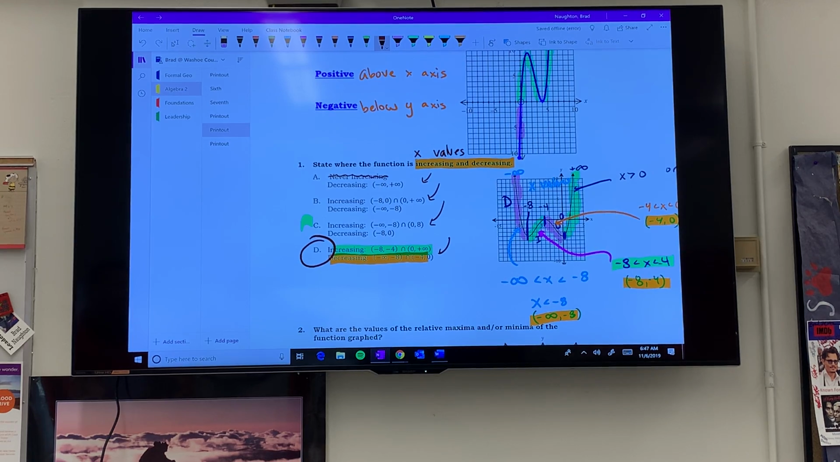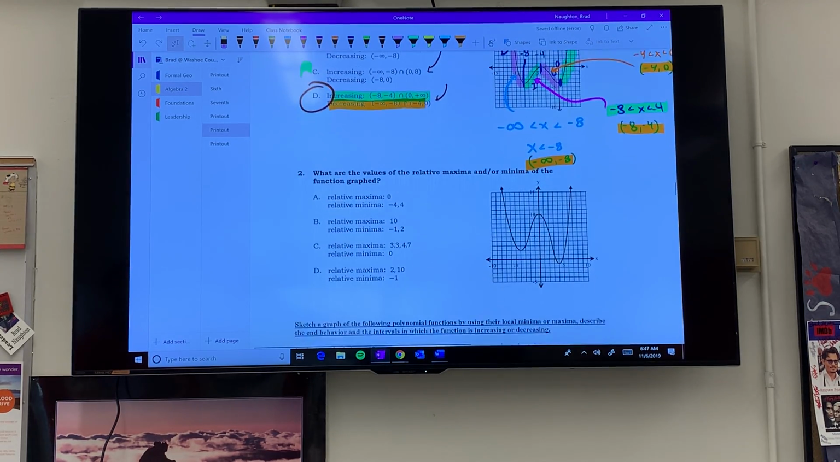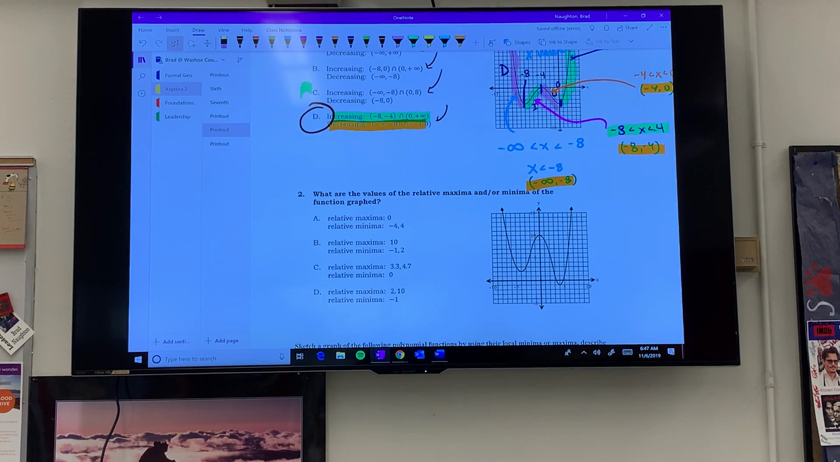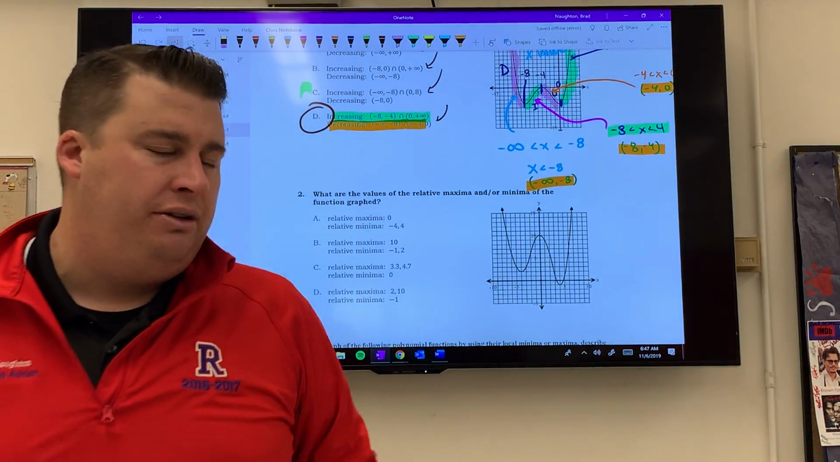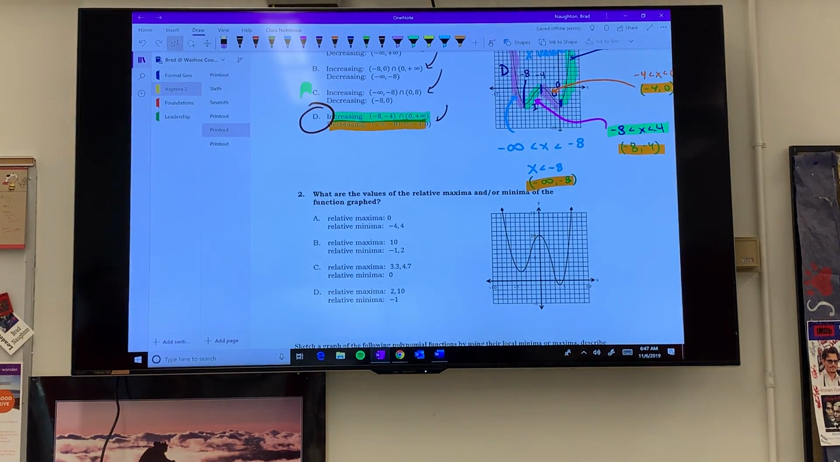All right, ladies and gentlemen, let's go to number 2. On 2, it's going to talk about our maximum and minimum. Notice you see it says maxima and minima. That's just the plural version of maximums and minimums.